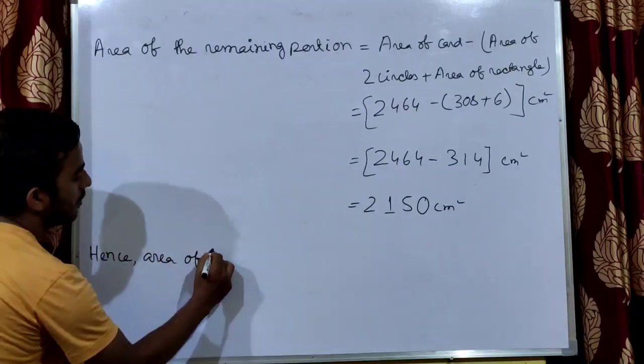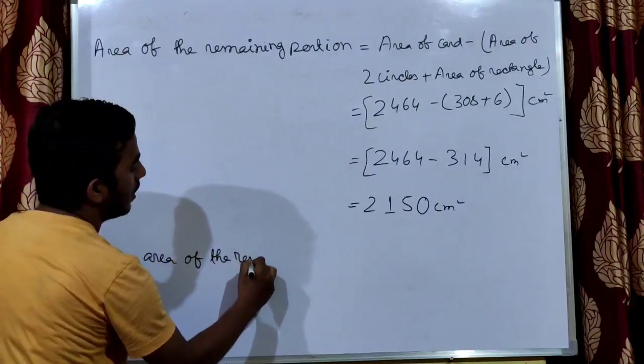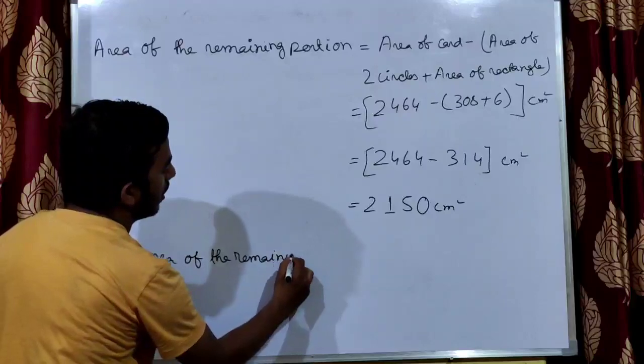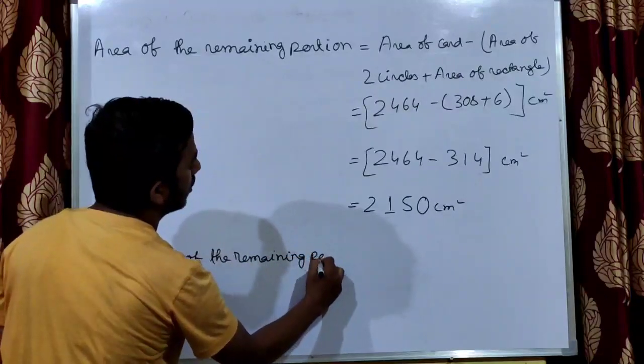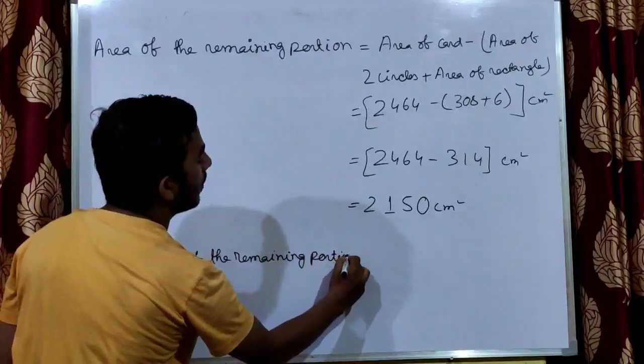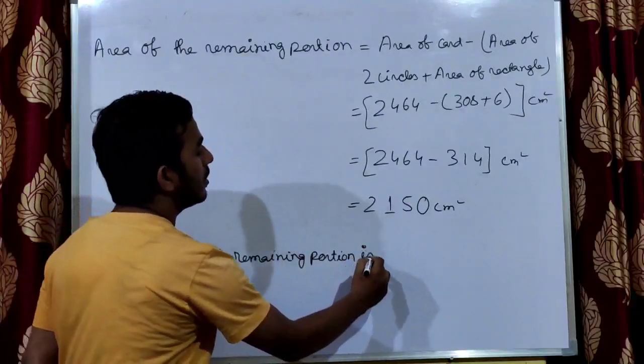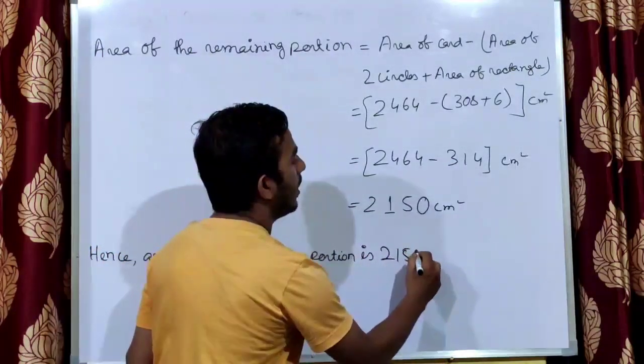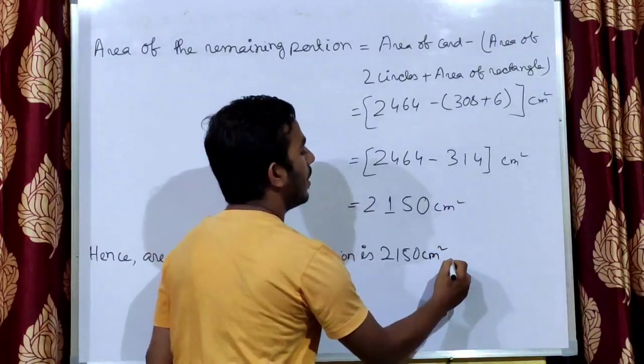So at last we will write: hence, area of the remaining portion is 2150 centimeter square.